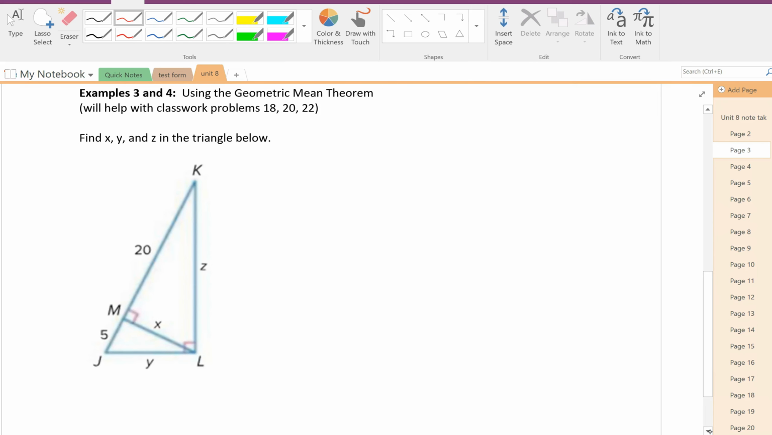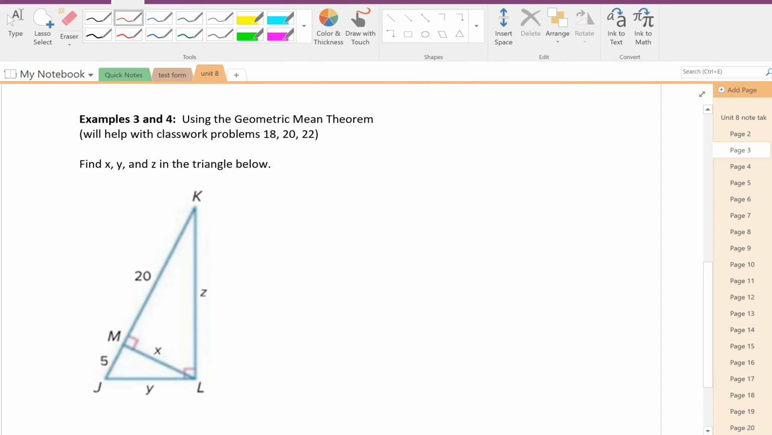Okay, on these ones, I'm actually going to find some variables. It says we're going to use the geometric mean theorem, but we're also going to use the Pythagorean theorem, which we're more familiar with. The geometric mean theorem means that if I draw an altitude within a right triangle, the two parts of the hypotenuse that the hypotenuse gets split into, the geometric mean of those two sides is equal to the length of the altitude. So if I look at this triangle here, I have x, y, and z to solve for.